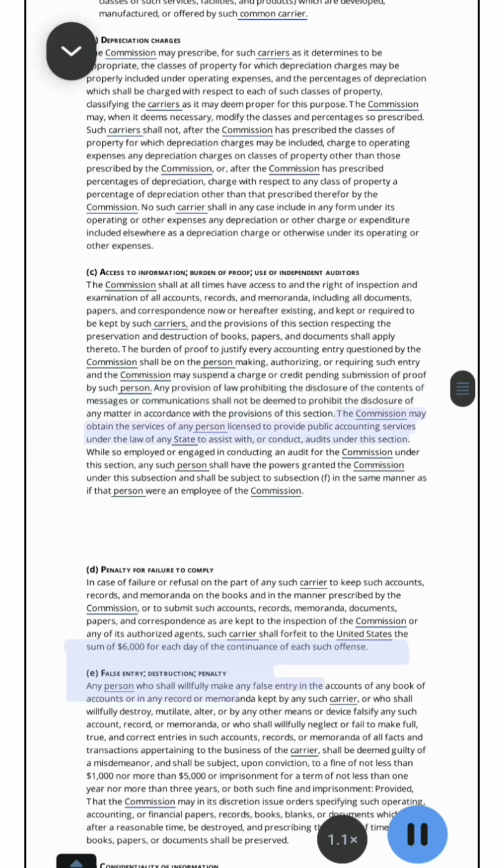The Commission may obtain the services of any person licensed to provide public accounting services under the law of any State to assist with, or conduct, audits under this section. While so employed or engaged in conducting an audit for the Commission under this section, any such person shall have the powers granted the Commission under this subsection and shall be subject to subsection (f) in the same manner as if that person were an employee of the Commission.